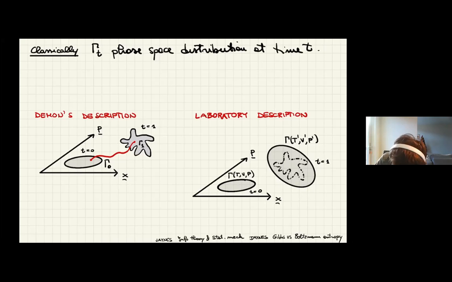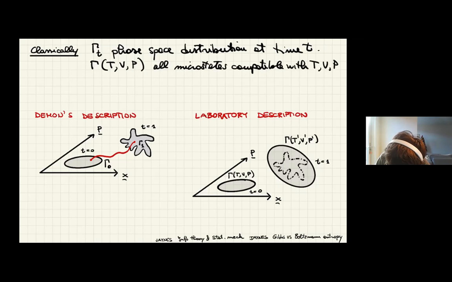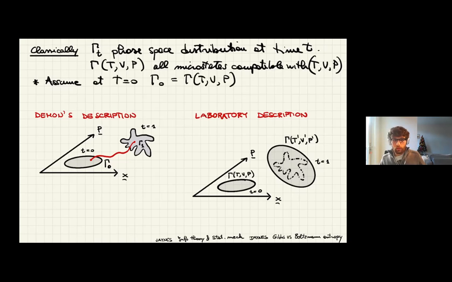Okay. And another piece of notation, let me call it gamma of T, V, P. T, V, P just for our example. There could be other macro variables if you want. Let me define this guy here as the set of all microstates compatible with this particular macrostate. Okay. So now consider this situation. Assume that at time 0, I prepared my system with some temperature, some volume, and some pressure, and this is everything that I know about it. So my initial phase space distribution that reflects my knowledge or lack of knowledge is just this gamma of T, V, P by definition. And now I'm doing an experiment.